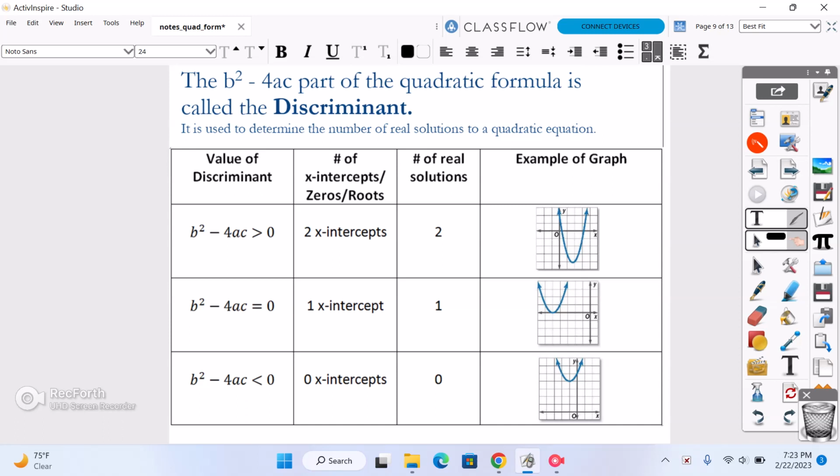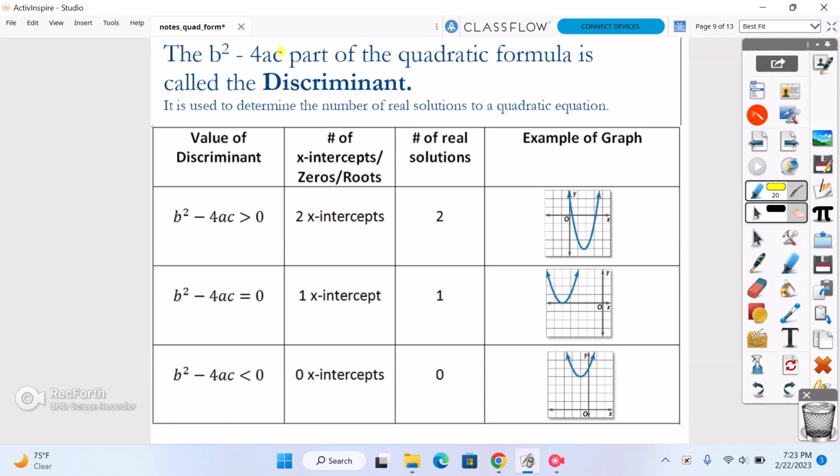So a particular part of the quadratic formula, which is the part under the square root symbol, is called the discriminant. This is the b squared minus 4ac part of the quadratic formula. And the discriminant determines the number of real solutions that your quadratic equation has. So if b squared minus 4ac was a positive number, we have 2 real solutions. If b squared minus 4ac, or the number inside of your square root, was 0, we had 1 solution. And if it was a negative number, we have no real solutions.